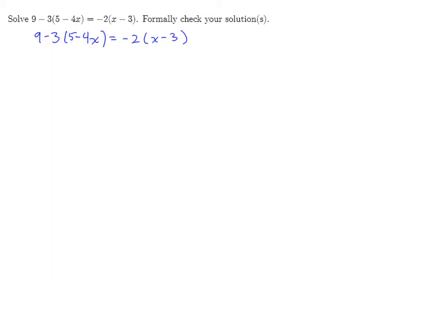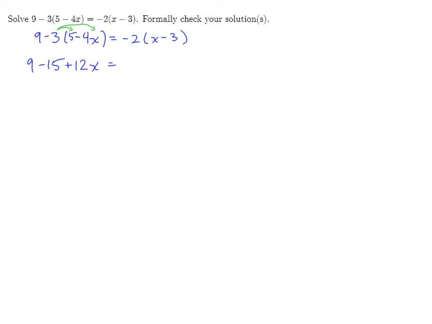So starting with that left-hand side, we have 9 minus 3 times this quantity 5 minus 4x. And just according to the order of operations, we need to do multiplication first. So we will distribute that 3 across. And since it's subtraction, we're going to remember that that term is actually negative 3. So we'll have 9, and this will become minus 15 plus 12x. The plus 12x came from the fact that we have 9 minus 3, and inside here we have minus 4x.